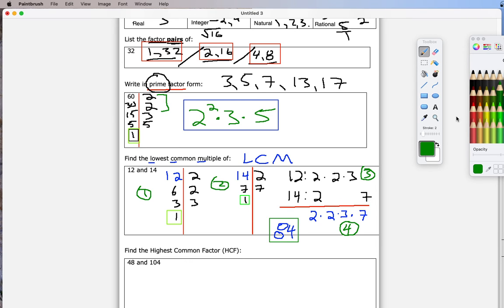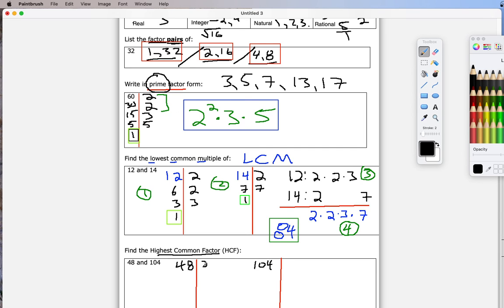Okay. So the next one we're going to do is find the highest common factor. So once again, it's going to be similar. I'm going to do 48, 104. I'm going to put my line like so. And I hope I have enough room. Okay. And I'm going to divide by prime numbers again.